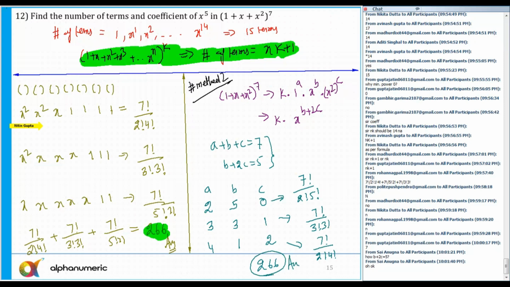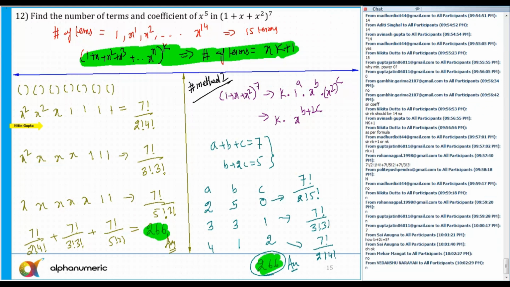So any doubts to anyone in any of these two approaches? Okay. I found this first method quite easier, making a combination. Can I move to the next question now? Please tell me.